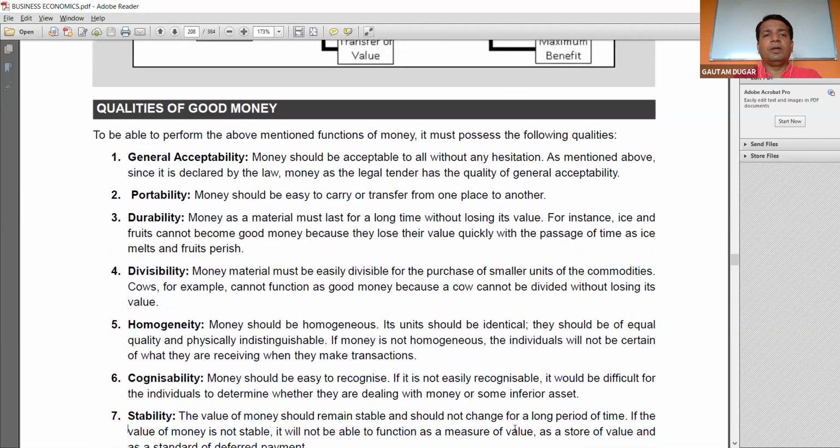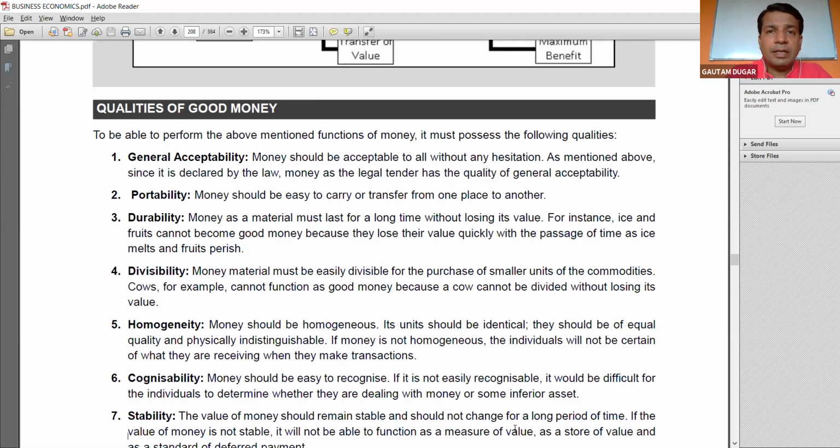Qualities of good money. Obviously, good money is one which has the following characteristics. General acceptability: acceptable by the general public. It should be portable. Portable in the sense it can be carried easily. You can easily carry your 2 lakh or 5 lakh rupees in your pocket in terms of currency notes, though not in the form of coins. Durability: it is durable, it has a long-lasting life. It doesn't perish. As I said, store of value.